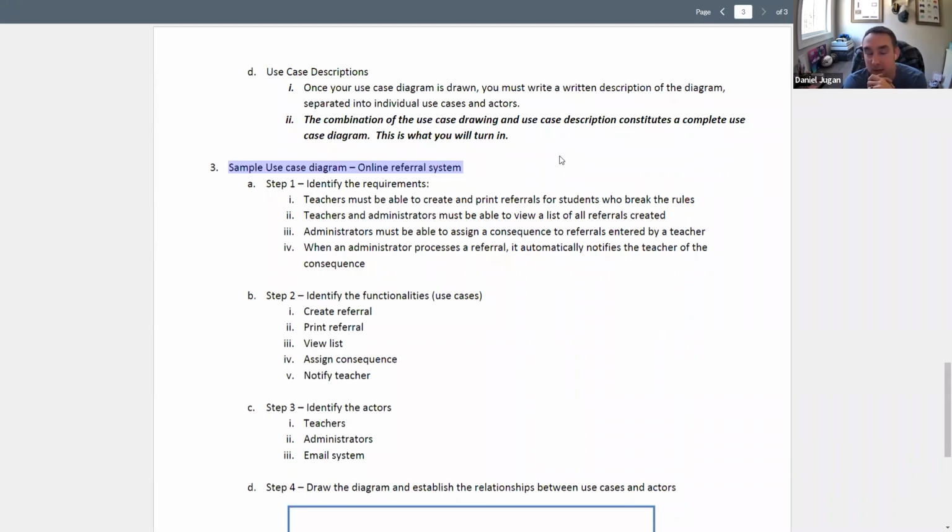Okay, so we're seeing a breakdown of actors and use cases here, which is essentially the purpose of listing out these requirements. It basically tells you exactly what you need to do. Okay. Number 4, when an administrator processes a referral, it automatically notifies the teacher of the consequence. Okay. So that's step 1. Identify the requirements. This is what the system has to do. These 4 things. Okay. Questions on step 1?